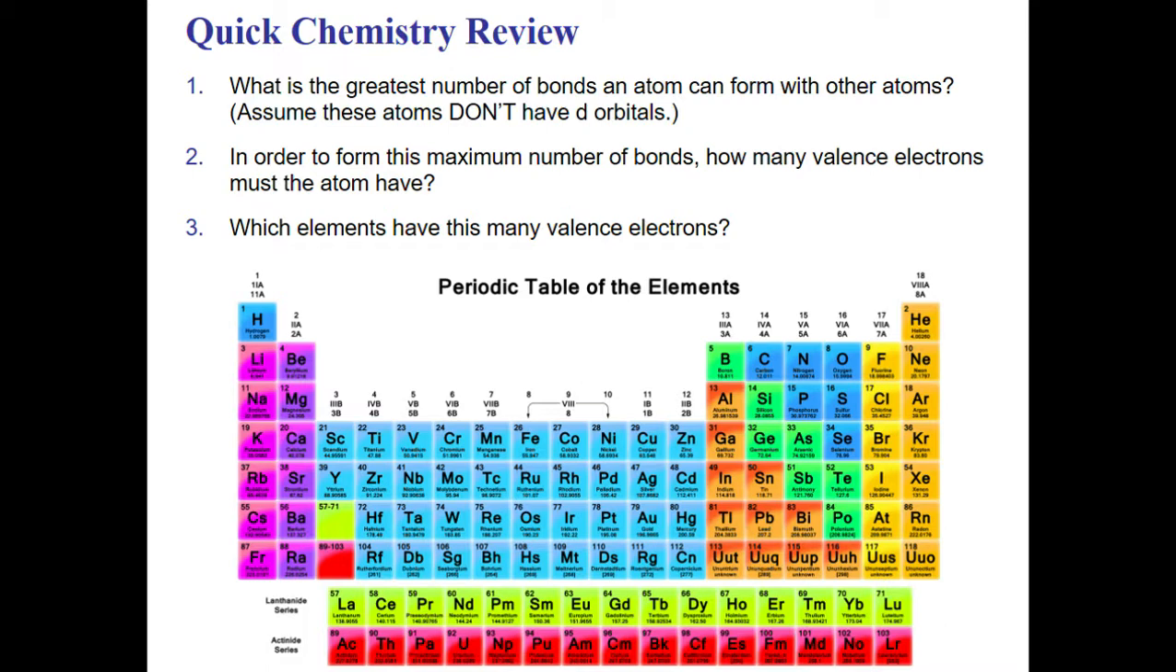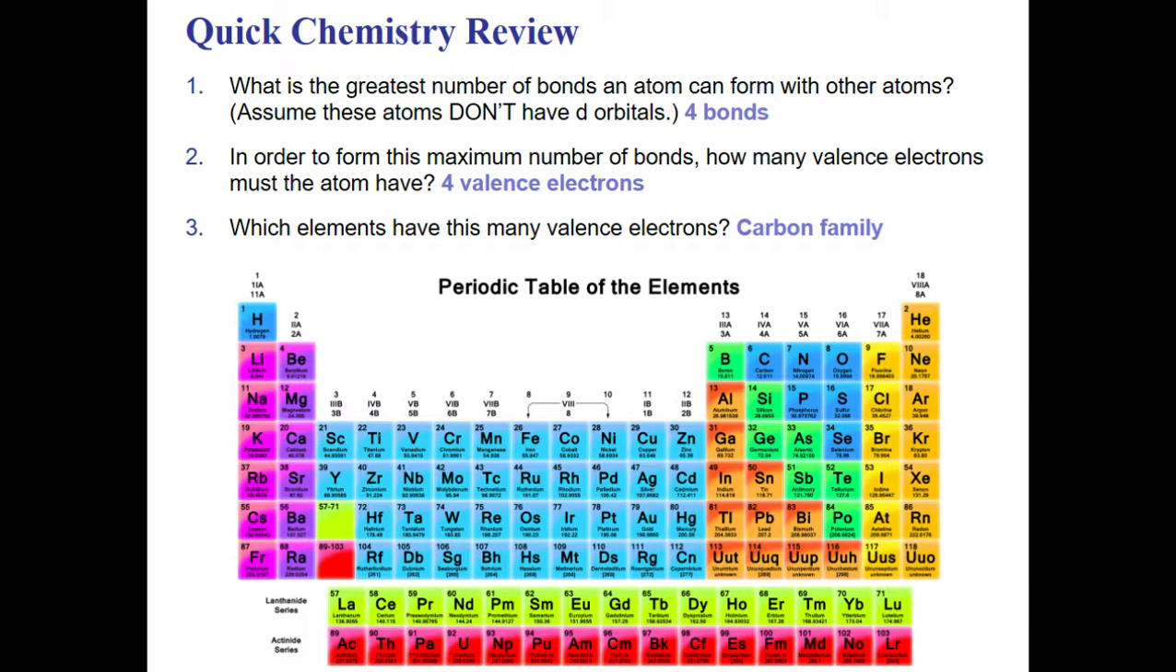So I want you to go ahead and pause this real quick, see if you can figure this out, and when you're ready, press play. The answer is the greatest number of bonds it can form is 4 bonds, and in order to have the maximum number of bonds, you must have at least 4 valence electrons. And the elements that have this many valence electrons happen to be the carbon family.